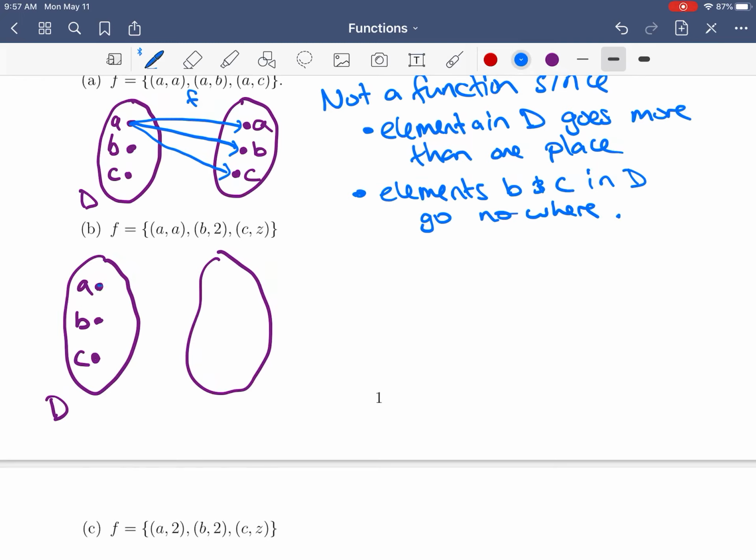So in this one, A gets sent to A. So there has to be an A point in the range. B gets sent to a different point called 2. And C gets sent to another point called Z. Okay, so this one is a function.